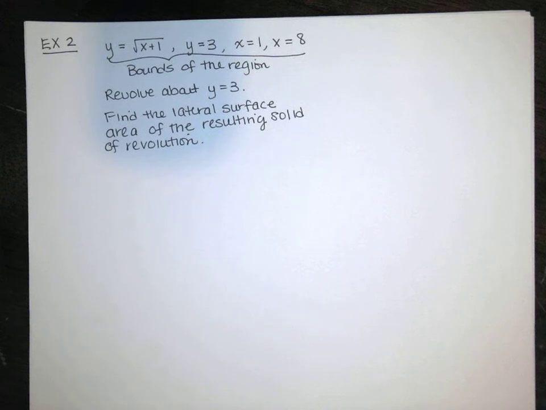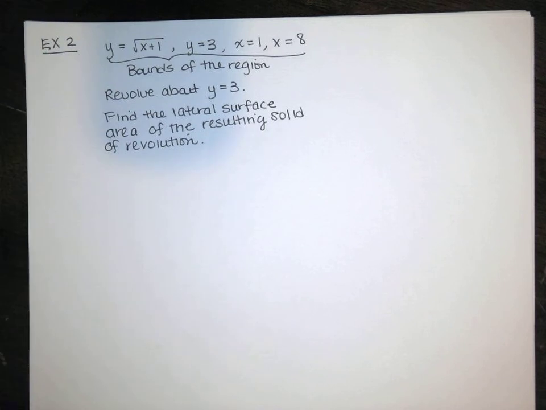In this video, we find the lateral surface area of a solid of revolution. We're going to set up this integral in two ways. One way will be in terms of x, the other way will be in terms of y, and then we will evaluate whichever one is simpler. If it's possible to evaluate both of them, we'll evaluate both of them.